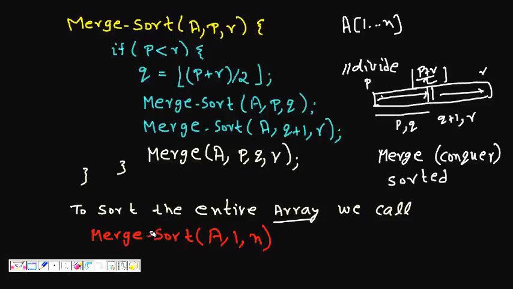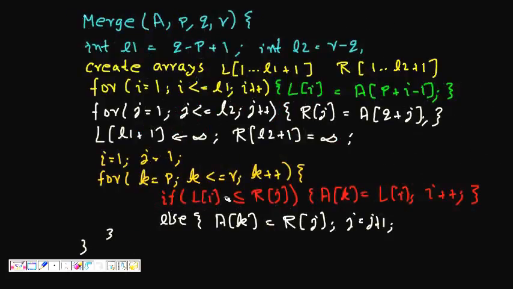merging two non-sorted arrays. Okay, so for merge we need the first array and the second array, and we give in these three arguments. P to Q is the first array and Q plus 1 to R is the second array. Okay, so L1 is the size of the left array, which is Q minus P plus 1.